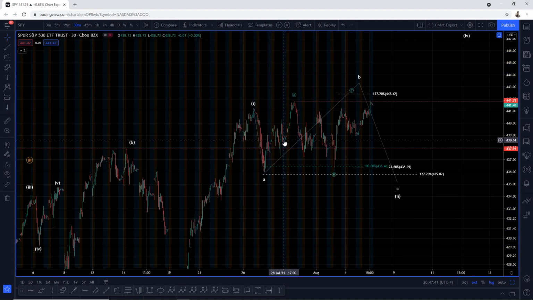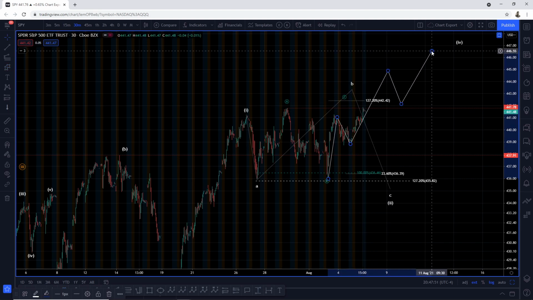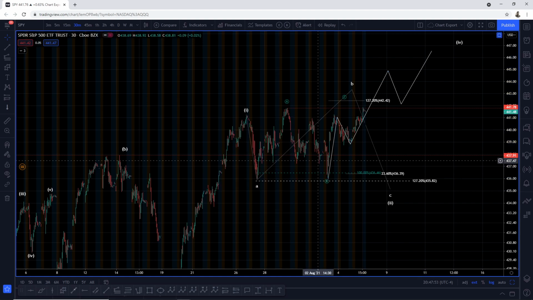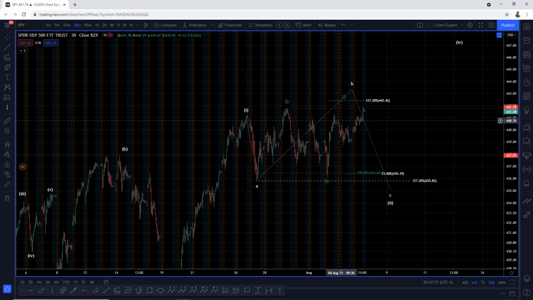Now, if we end up continuing to melt higher, then obviously the case will be that this is up in 1, down in 2, 3, backtest, and then 4 and 5, and then we make the next pattern of the higher degree wave count. But I don't think that's the case. We will have to wait and see.